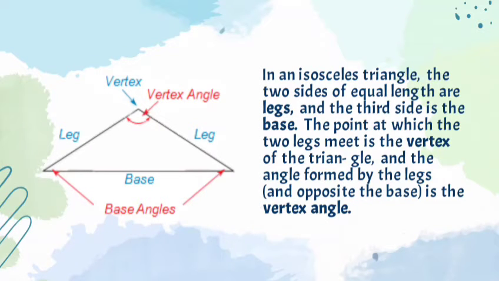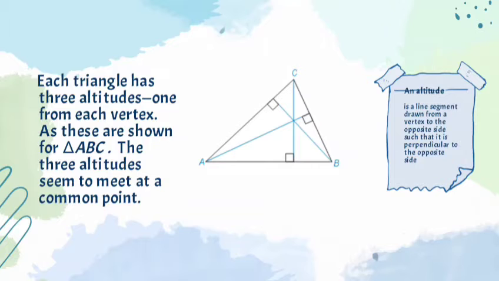In an isosceles triangle, the two sides of equal length are legs, and the third side is the base. The point at which the two legs meet is the vertex of the triangle, and the angle formed by the legs and opposite the base is the vertex angle. Each triangle has three altitudes, one from each vertex, as shown for triangle ABC. The three altitudes seem to meet at a common point. You have to know an altitude is a line segment drawn from a vertex to the opposite side, such that it is perpendicular to the opposite side.